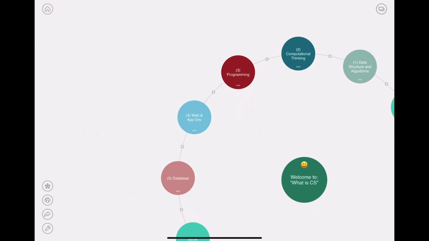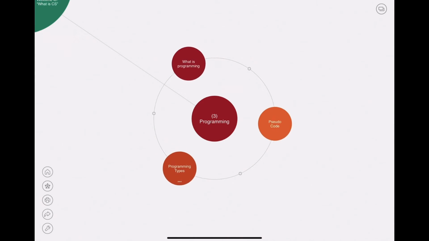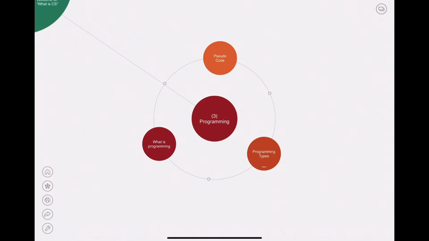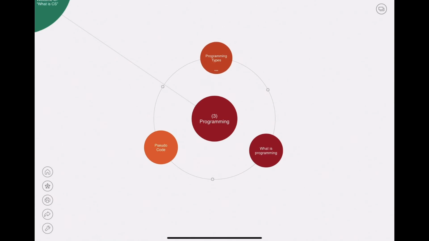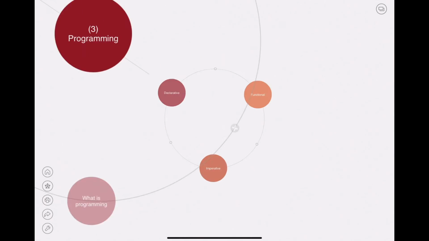And number three, we move to programming. In programming, we will understand what programming is, pseudocode, that is human-readable code, and also some programming types such as imperative programming, declarative, and functional programming.